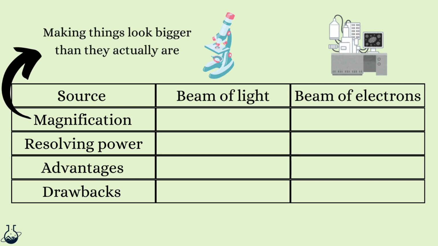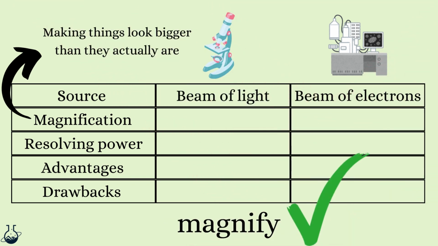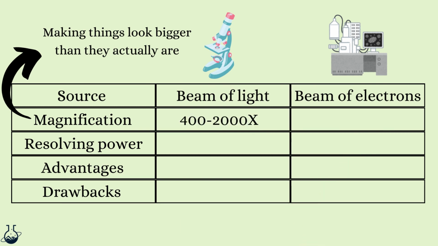Magnification means to make things look bigger than they actually are. We do not say zoomed in, we magnify. Light microscopes can magnify images of specimens anywhere between 400 to 2,000 times, where times is the unit of magnification. Whereas electron microscopes have a significantly higher magnification of 2 million times.